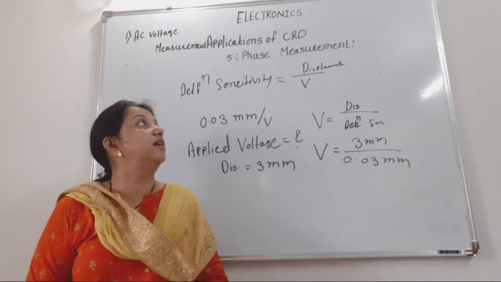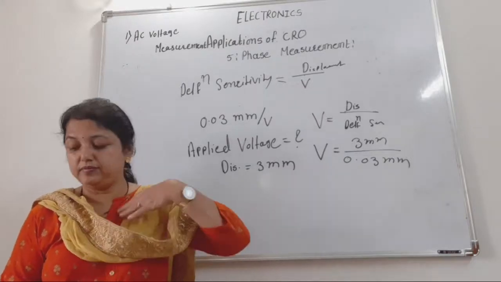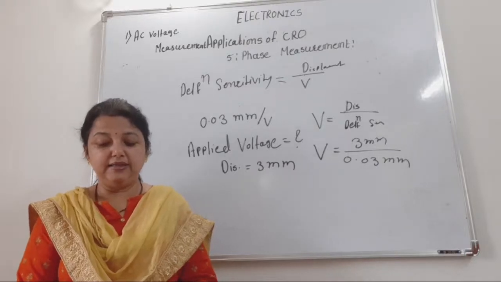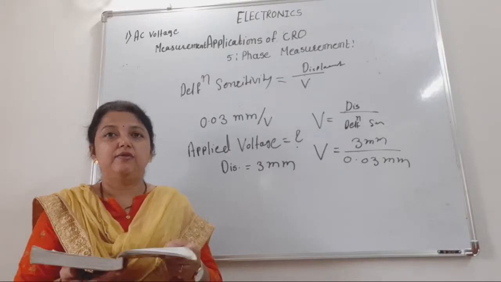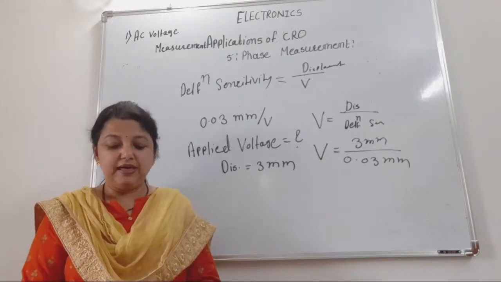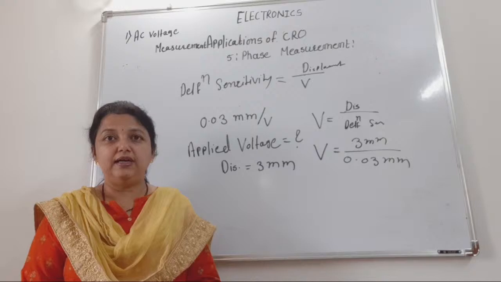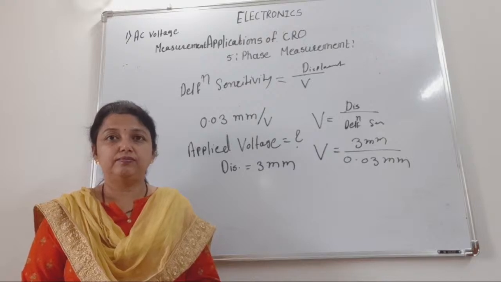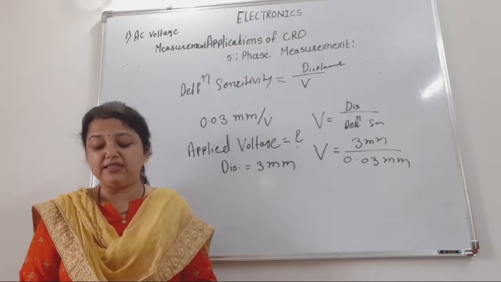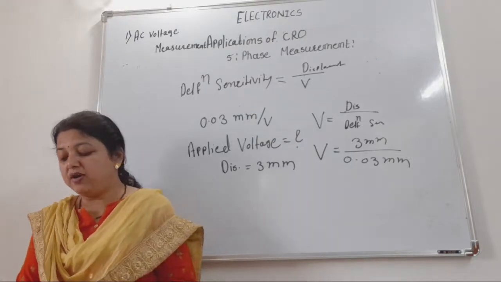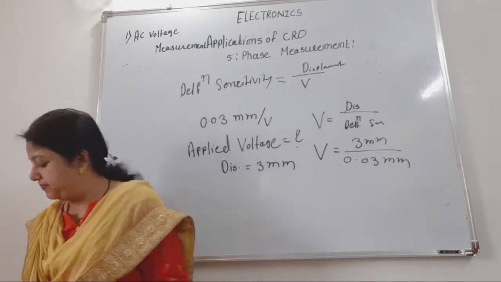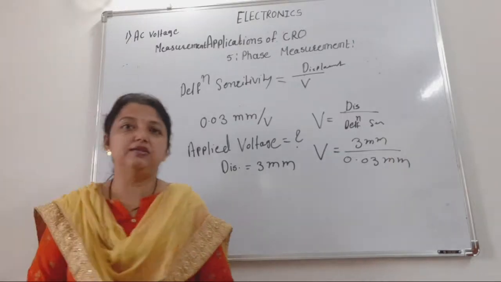Exercise first one, I think we will try to complete in this lecture only, but before that we discuss the second numerical. Read carefully, those who have textbooks: the spot in a CRO is shifted upward by 4 cm when 10 volt DC is applied. Solved second.